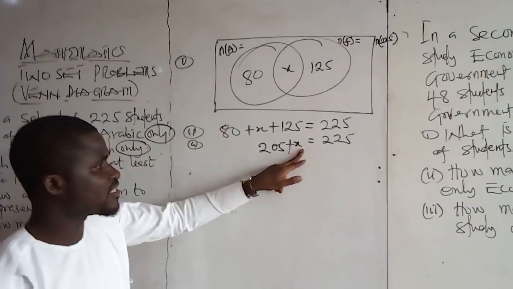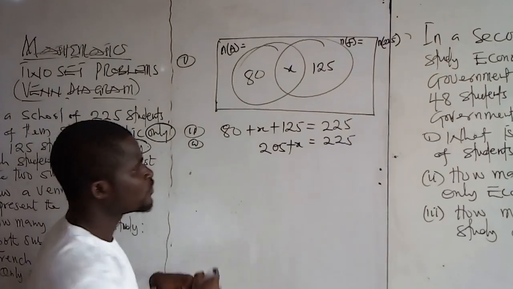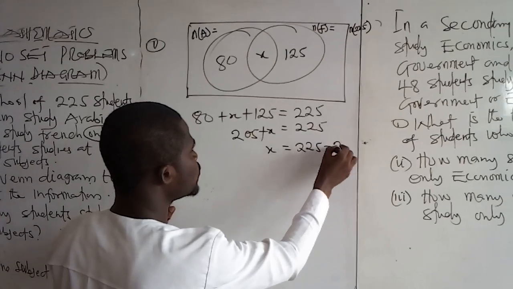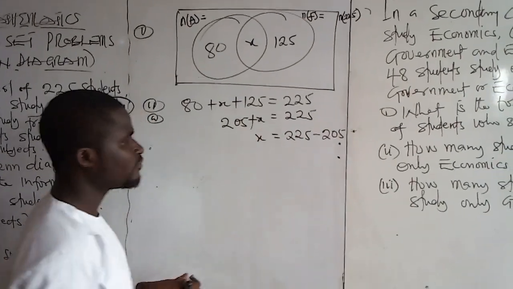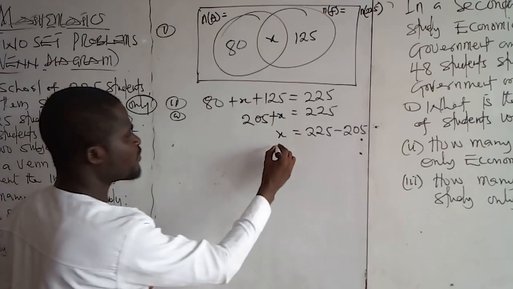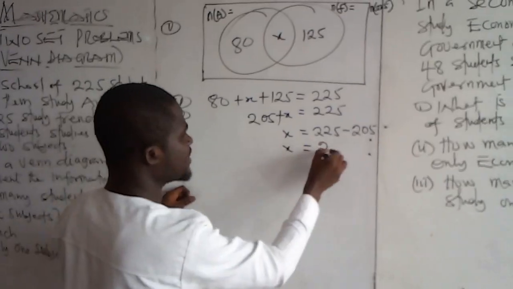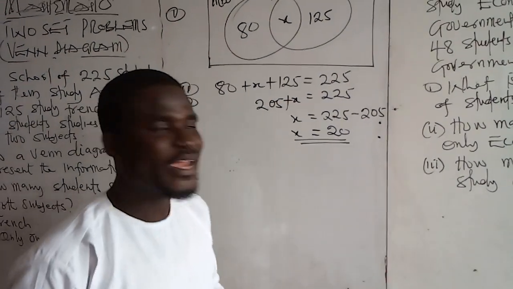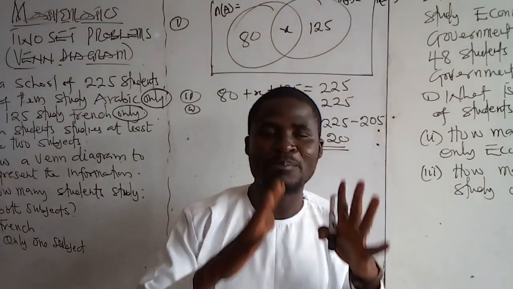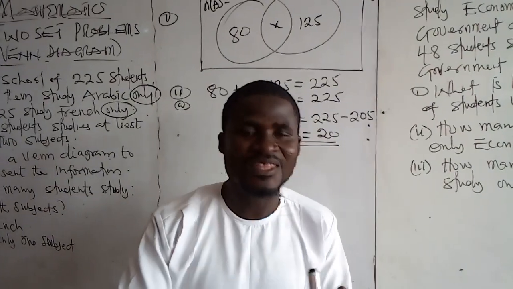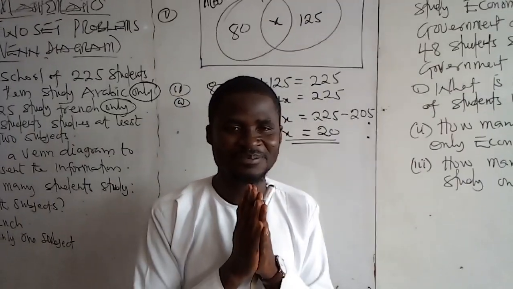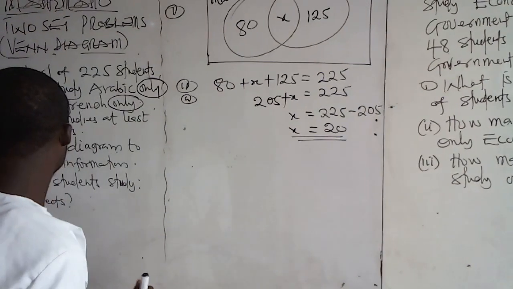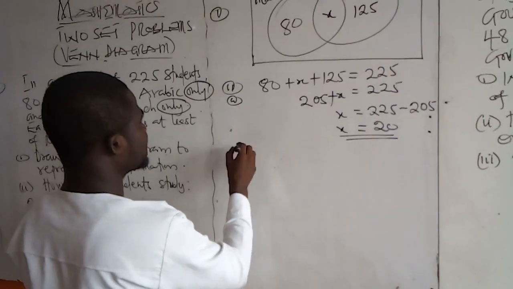Now, we are looking for x. So let's group like terms. So x is equal to 225 minus 205. When you subtract, you're going to get 20. It means that 20 students study both subjects. And we are getting it. Good.